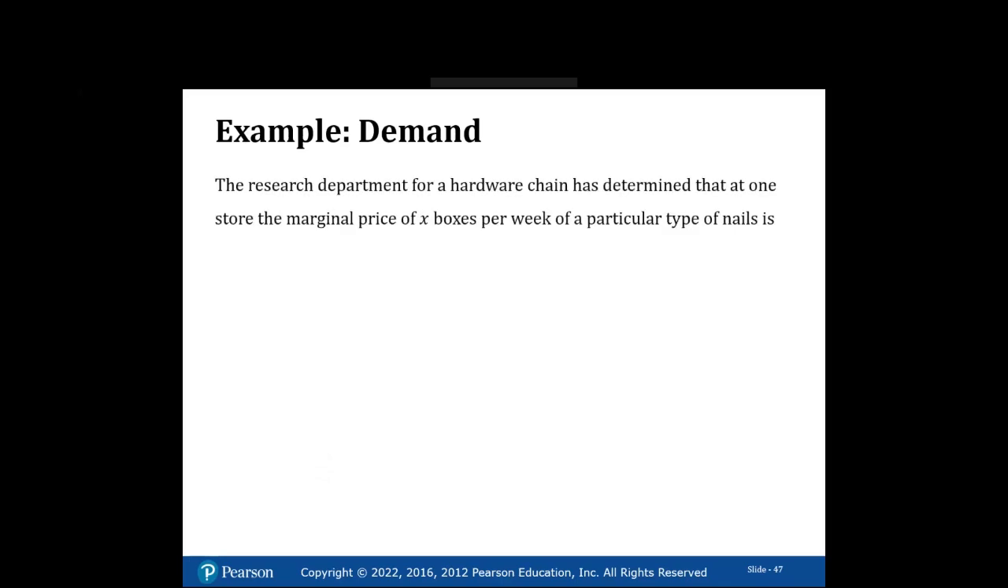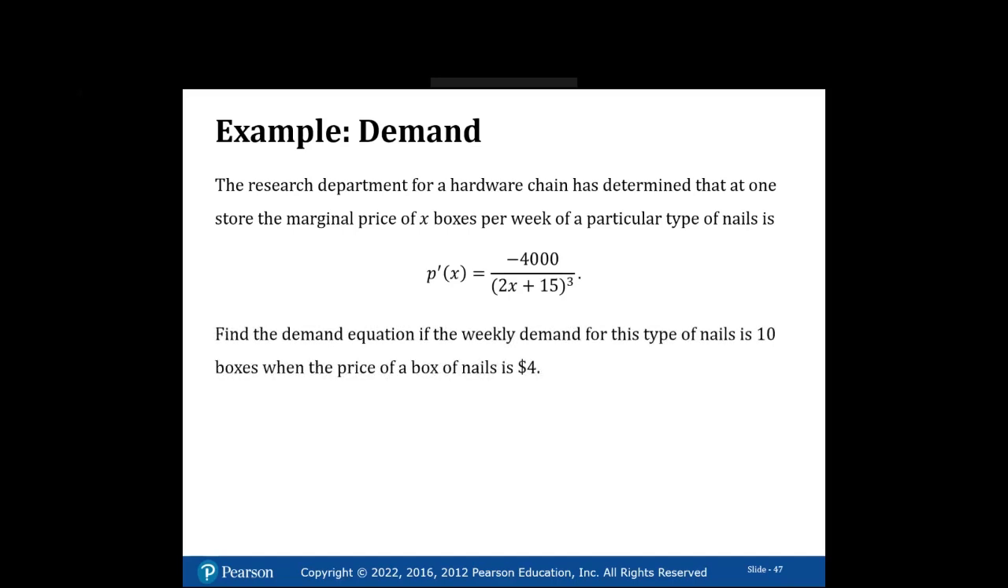Now here's an example that's going to be applied for a demand function. So the research department for our hardware chain determines that at one store, the marginal price of x boxes per week of a particular type of nails is this derivative function. So it's p prime of x. And that's negative 4,000 over 2x plus 15 cubed. Now, we want to find the demand equation from our marginal price, right? If weekly demand for this type of nails is 10 boxes when the price is $4.